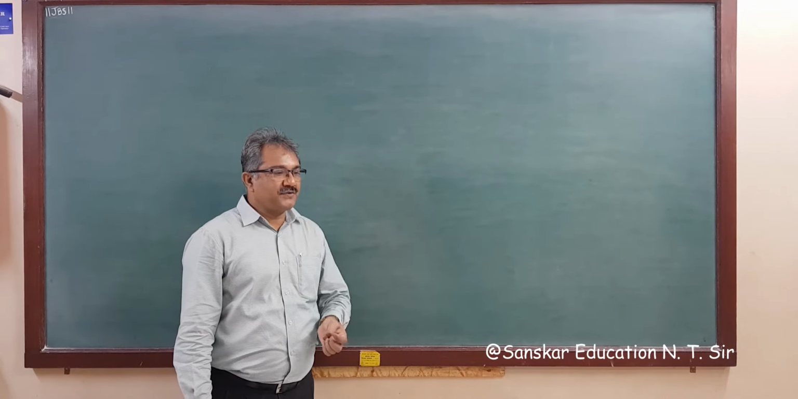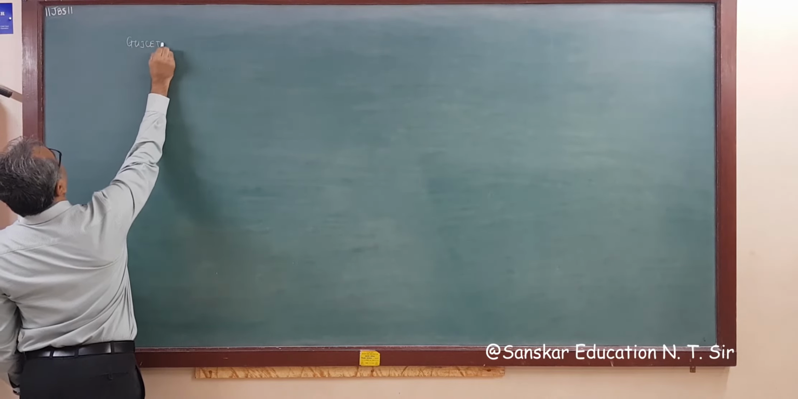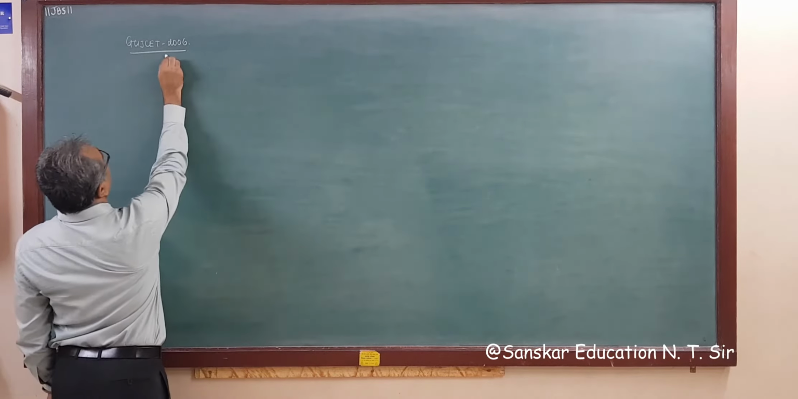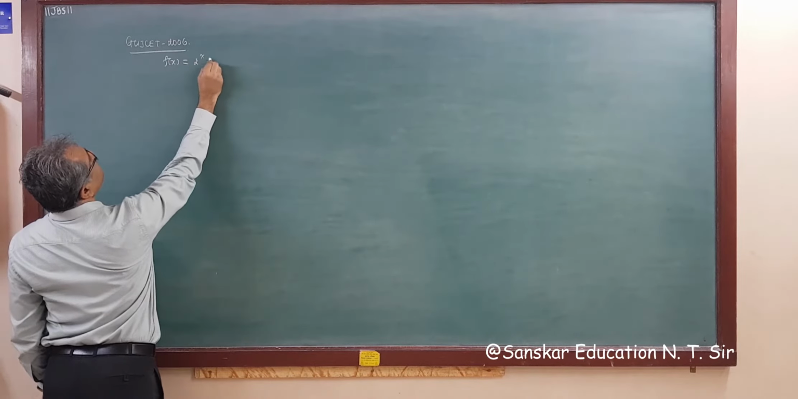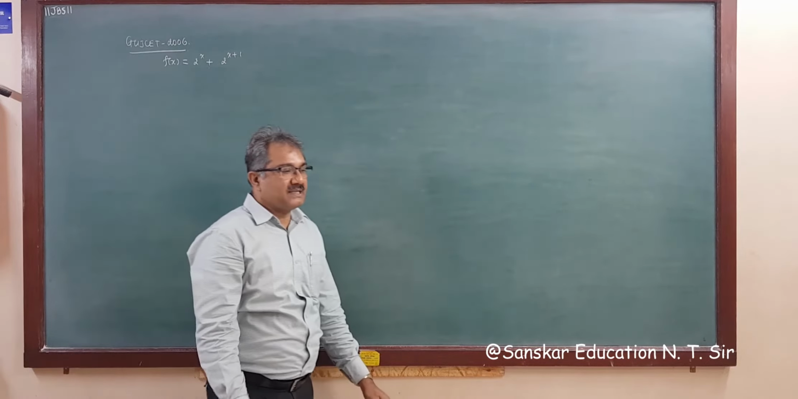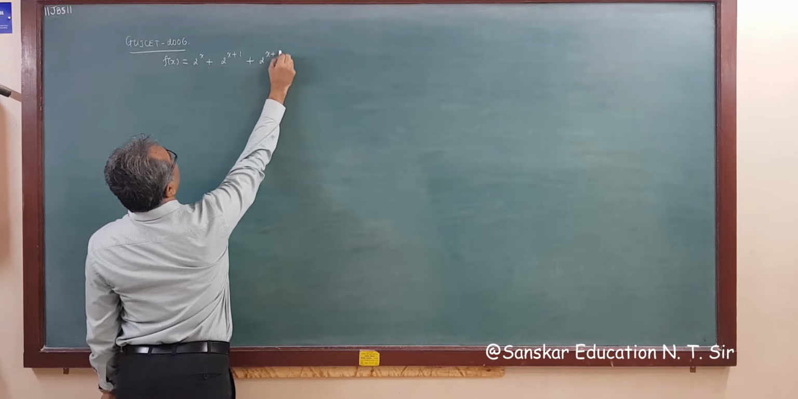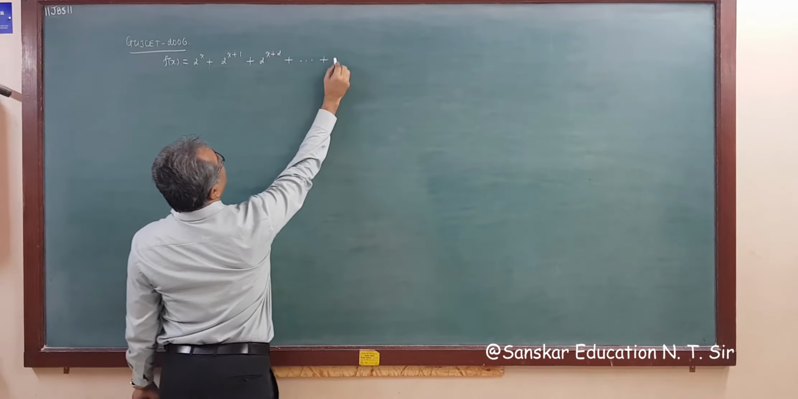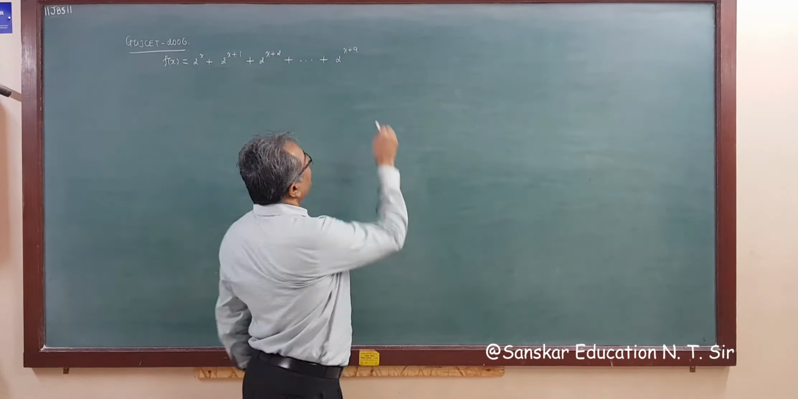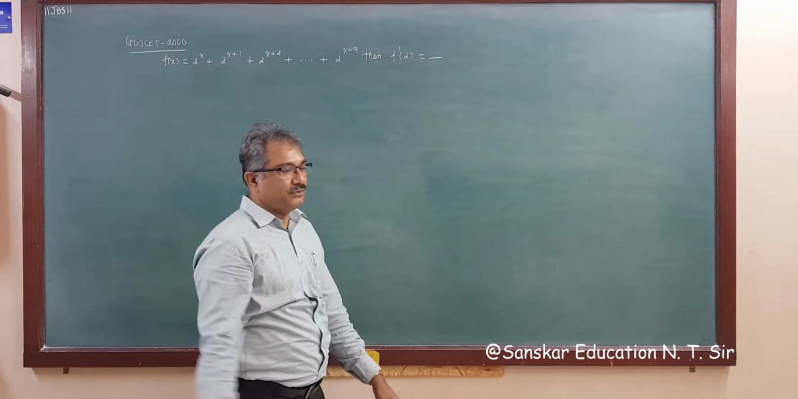So the next question is from Bihar 2006. The question is f(x) is equal to 2 raised to x plus 2 raised to x plus 1 plus 2 raised to x plus 2 plus dash dash dash plus 2 raised to x plus 9. Then f'(2) is equal to blank.